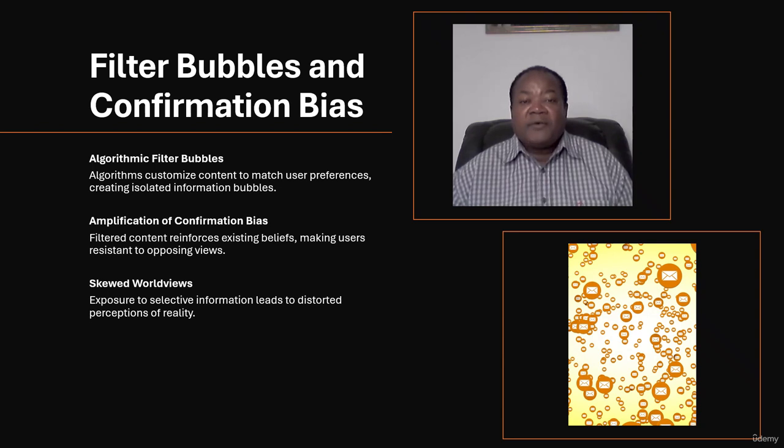And we also have filter bubbles and confirmation bias. Filter bubbles are created by algorithms that selectively present information aligning with users' preferences. This amplifies confirmation bias, leading to skewed worldviews and resistance to contradictory evidence.